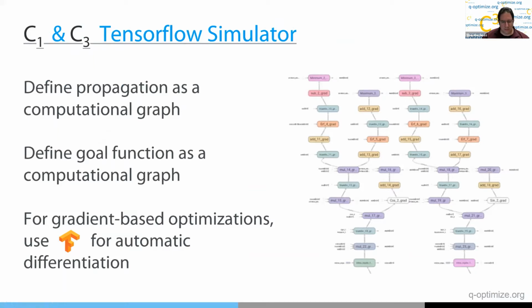Now, the way we implemented this is by basically defining the propagation and the goal function and everything as a TensorFlow computational graph. That allows us, of course, to do automatic differentiation, and then the C1, which is the optimal control, and C3, which is the model learning, can then do gradient-based optimization based on this.